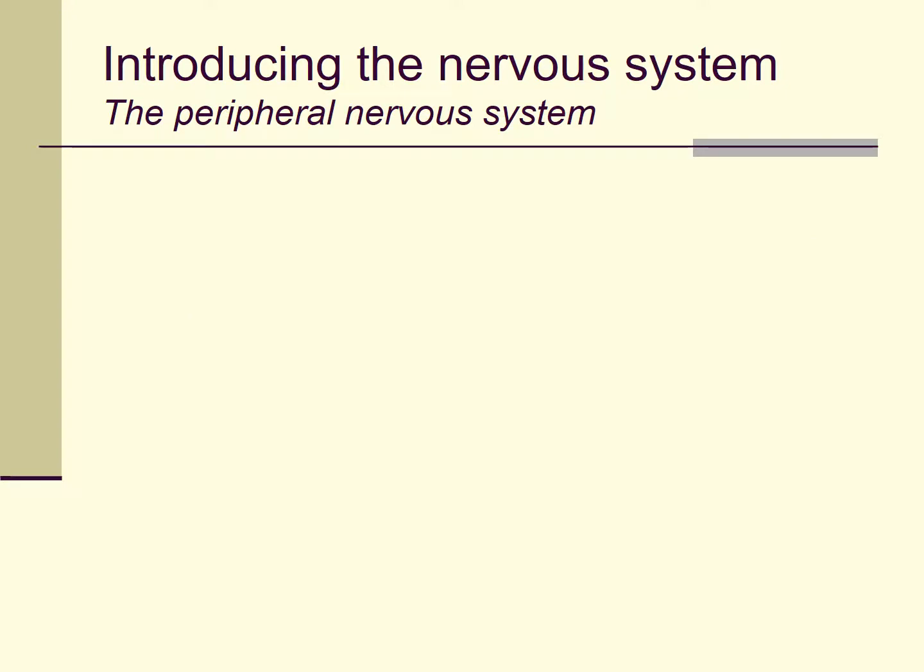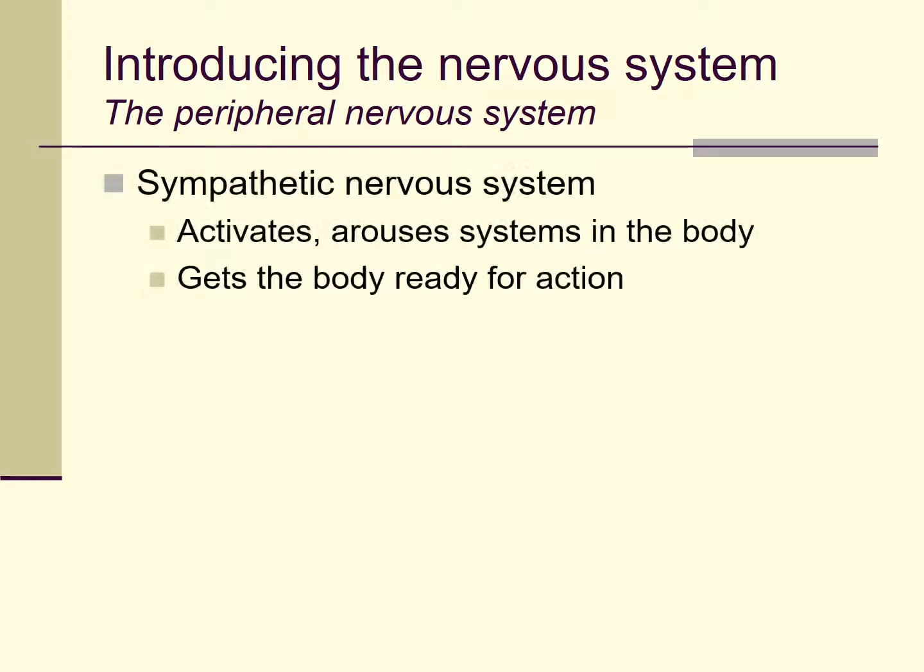So we've broken down the nervous system into central and peripheral. We've broken down peripheral into somatic and autonomic. Now we're going to break down autonomic into the sympathetic branch of the autonomic nervous system and the parasympathetic branch of the autonomic nervous system. Now, the sympathetic branch of the autonomic nervous system is all the parts of the autonomic nervous system in the periphery which transmit signals to the smooth muscles, to the glands, to the organs of the body in such a way as to activate or arouse them, to get the body ready for action, ready for movement.